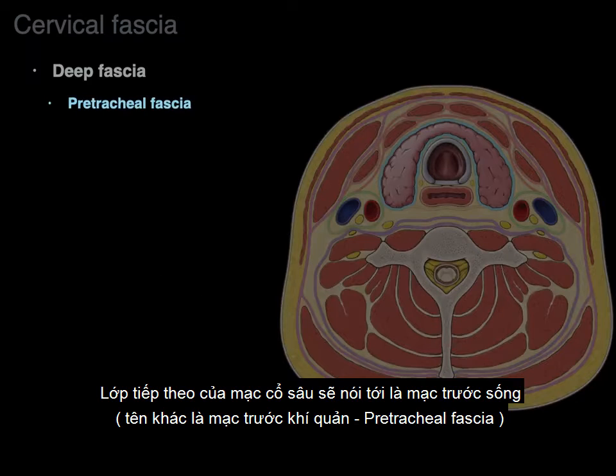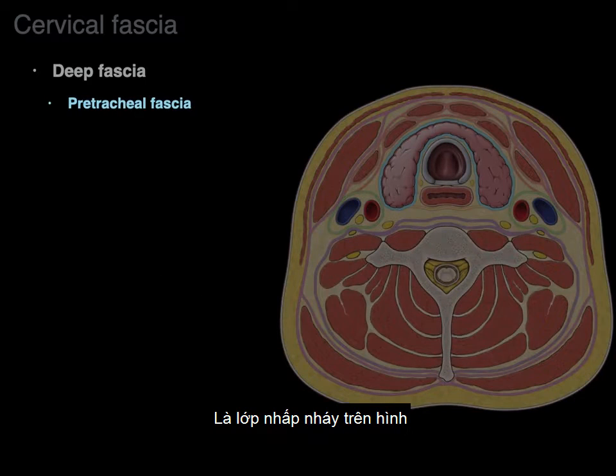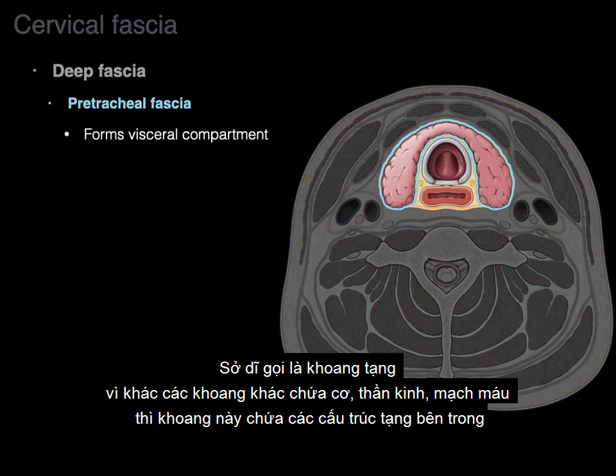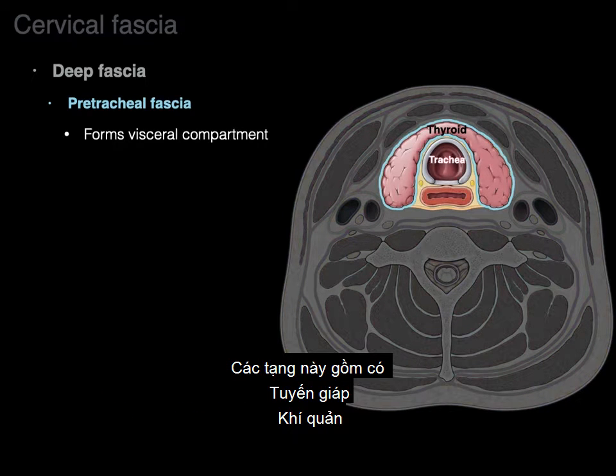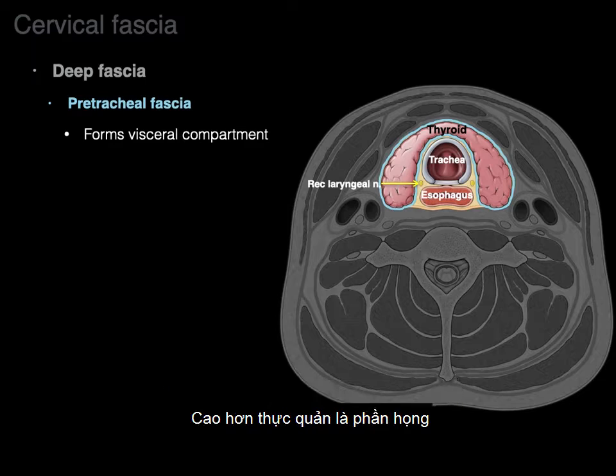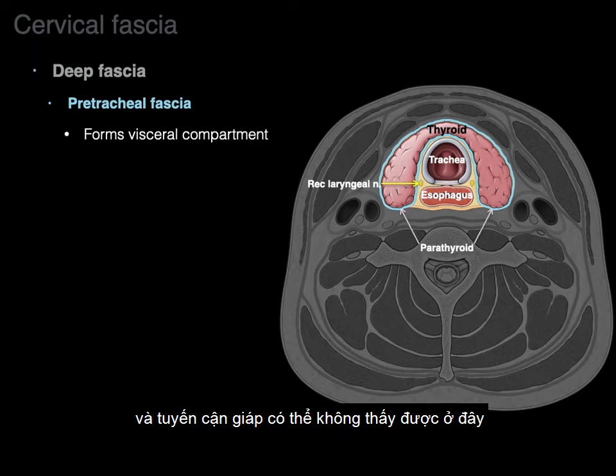And the next is the pretracheal fascia, which is that blinking one there. And the pretracheal fascia forms the visceral compartment. What are the viscera? Well, the thyroid gland and the trachea and the recurrent laryngeal nerves on either side, and the esophagus in this section, but the pharynx up higher. And then there are the parathyroid glands as well that are not shown but are in that area.